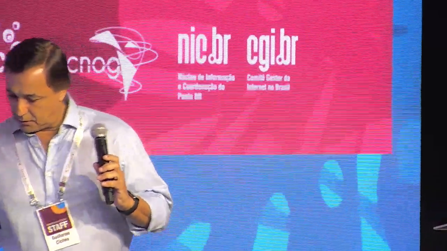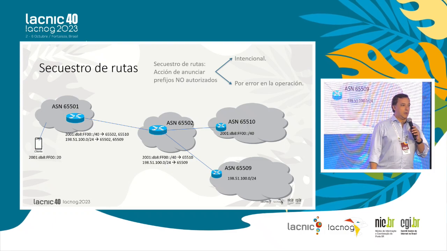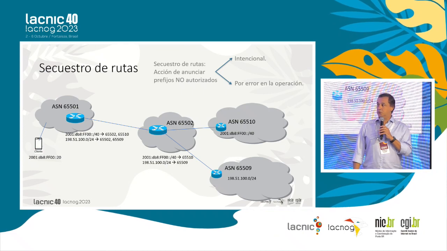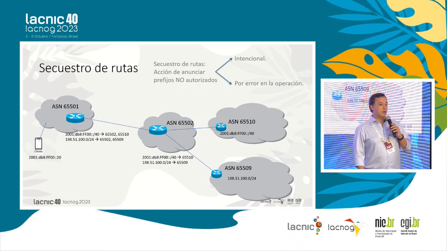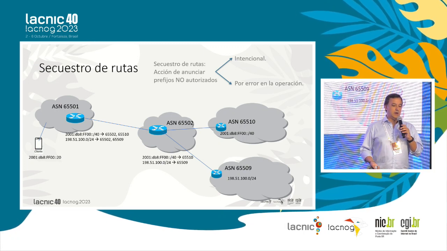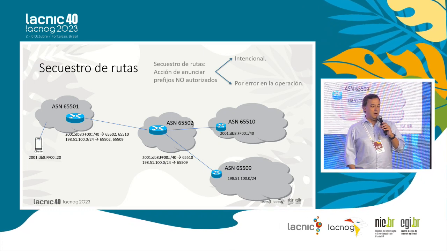So let us then say why it's necessary. Why do we talk about these issues? We are going to start telling you about the most typical routing incidents. The first that we're going to discuss is route hijacking, that is announcing prefixes that we are not authorized to announce. And this may have two reasons. One may be intentional, while the other might be an error in the operation.